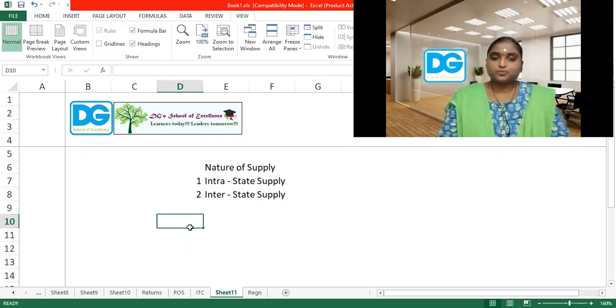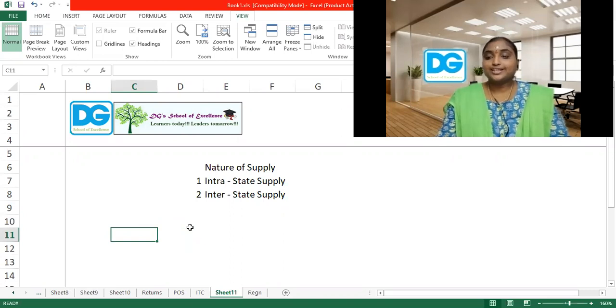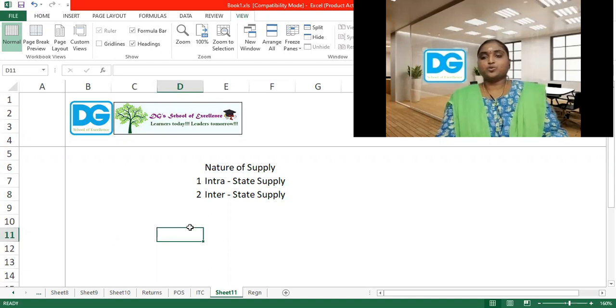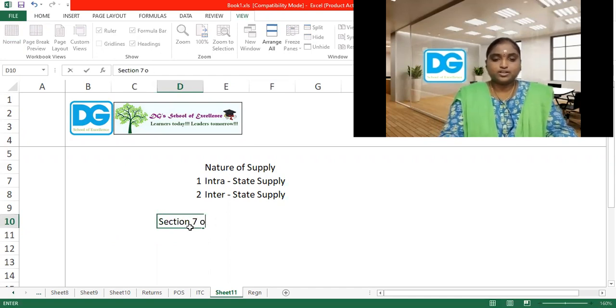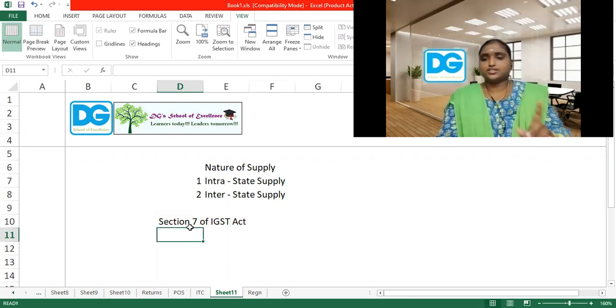Last session we learned what is intrastate supply. Under nature of supply we have two types: one is intrastate supply, another one is interstate supply. We have already learned what is intrastate supply under section 8 of IGST Act. Today let us learn what is interstate supply. The term interstate supply is defined under section 7 of IGST Act.